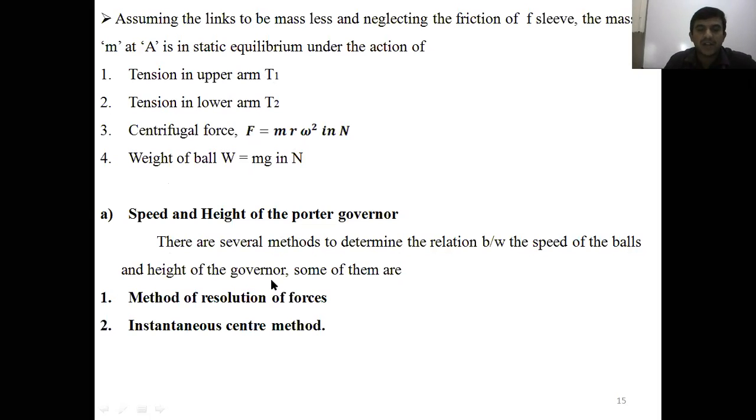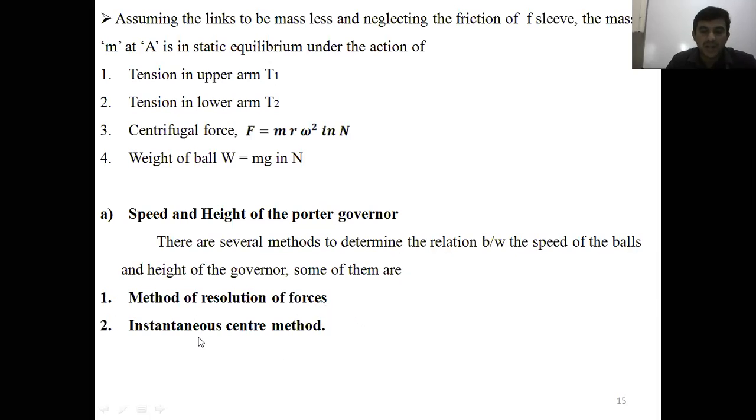How to determine? There are several methods, out of which we'll use two. One is the method of resolution of forces, meaning resolving the force into two components, one horizontal and another vertical. Here the sleeve moves in the vertical direction, so we take the vector sum of all the forces acting in the vertical direction as 0, then simplify, and you will get the speed and height of the governor. Another one is the instantaneous center method.